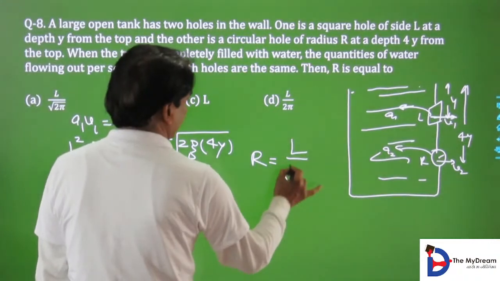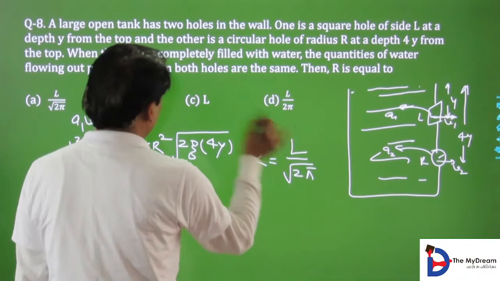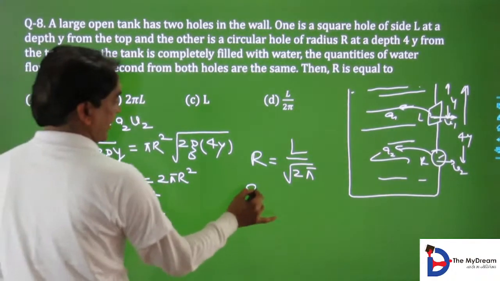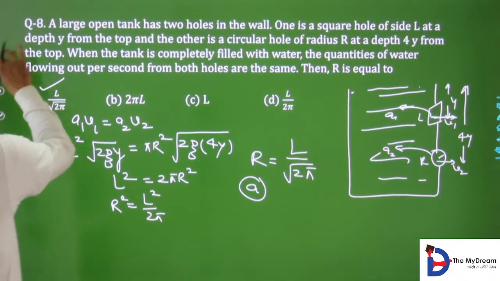which one is correct? This is L upon 2, no, this is L, no, 2 pi L, no, this one is correct. Which one is correct? A option is correct. Next.